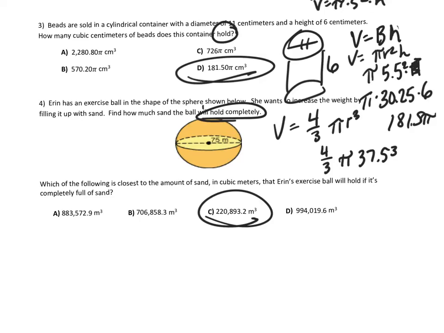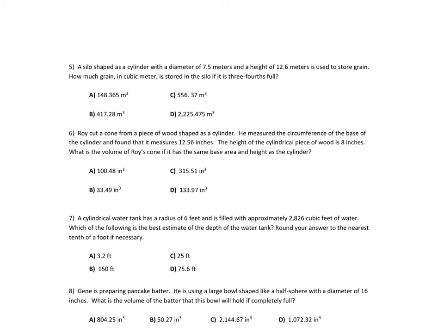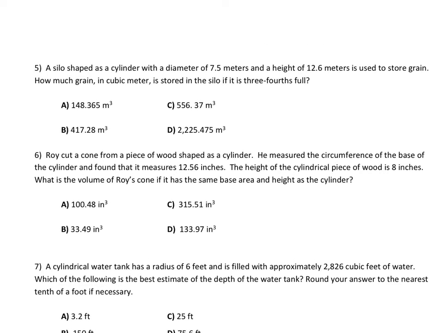Okay. Number 2, or page 2, sorry. A silo shaped as a cylinder with a diameter of 7.5 and a height of 12.6 is used to store grain. How much grain is stored in the silo if it's 3/4 full? So we've got to find the volume of the silo and then find 3/4 of it.